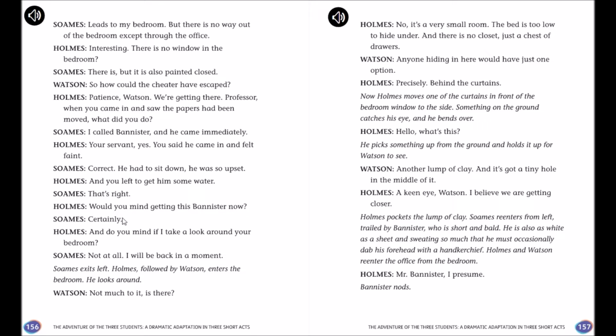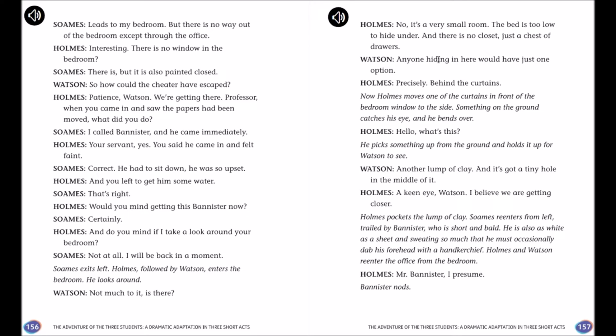Soames. Certainly. Holmes. And do you mind if I take a look round your bedroom? Soames. Not at all. I'll be back in a moment. Soames exits left. Holmes, followed by Watson, enters the bedroom. He looks around. Watson. Not much to it, is there? Holmes. No, it's a very small room. The bed is too low to hide under, and there is no closet, just a chest of drawers.